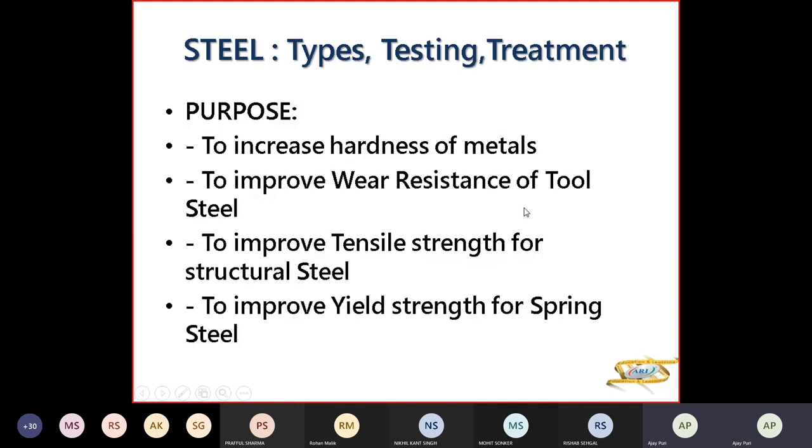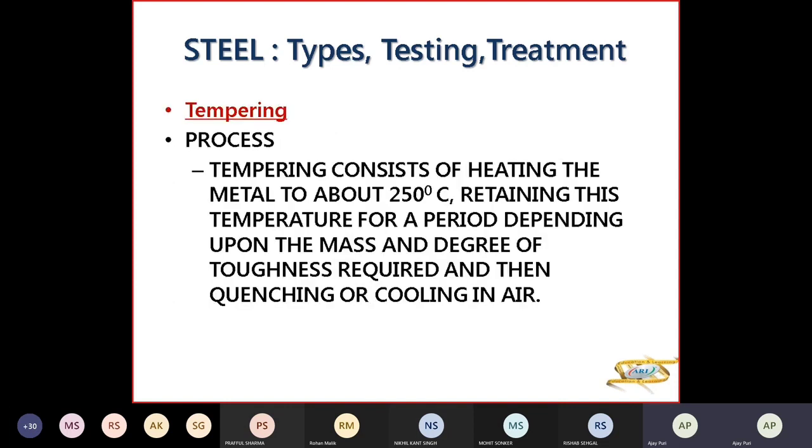So the purpose here is to make it hard, to improve the wear resistance of tool steel, improve the tensile strength of structural steel, and improve the yield strength of spring steel, because the spring is hard. So you're improving yield strength there. So that is the third process.